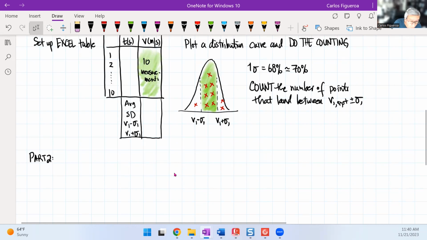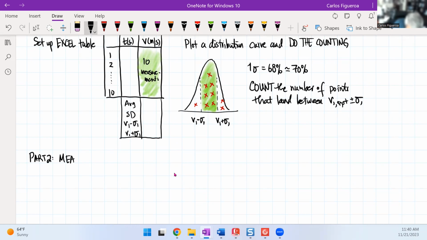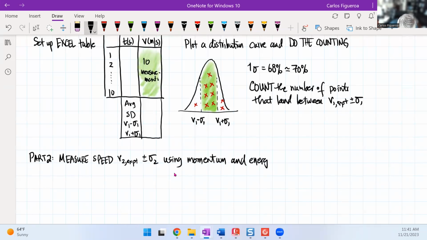Part two, we're now going to measure speed V2 experiment using momentum and energy conservation.